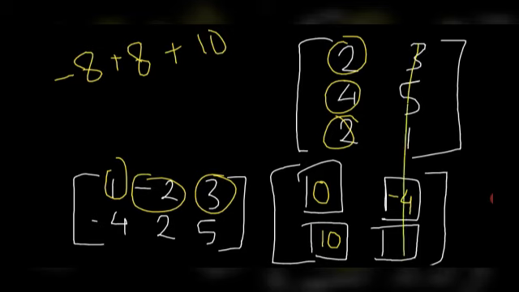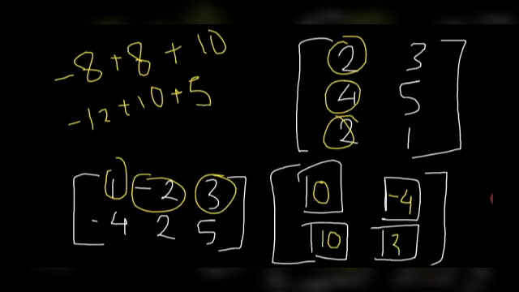And now we'll do this and this. So this will be 3 into minus 12, that is minus 12, then 5 into 2, that is plus 10, 5 into 1, that is 5. So this part will be 3.